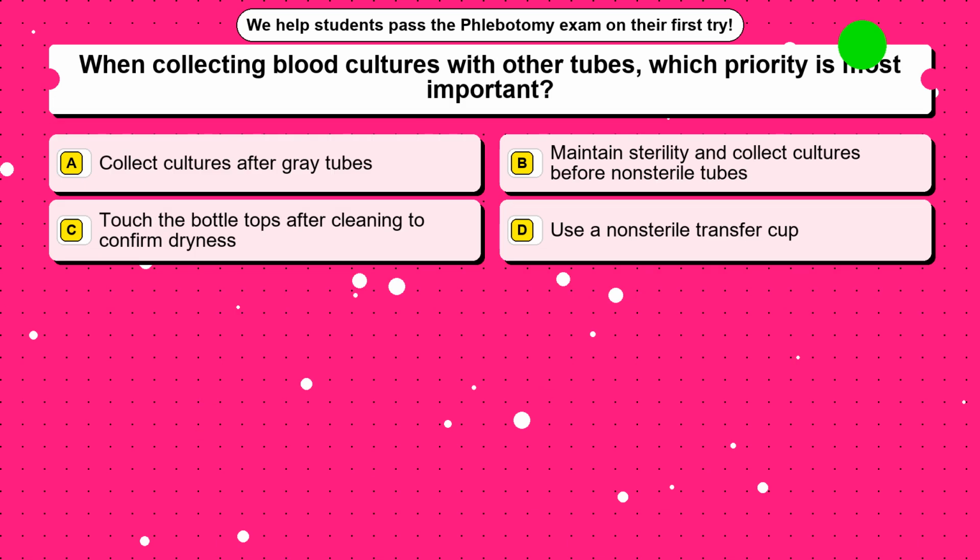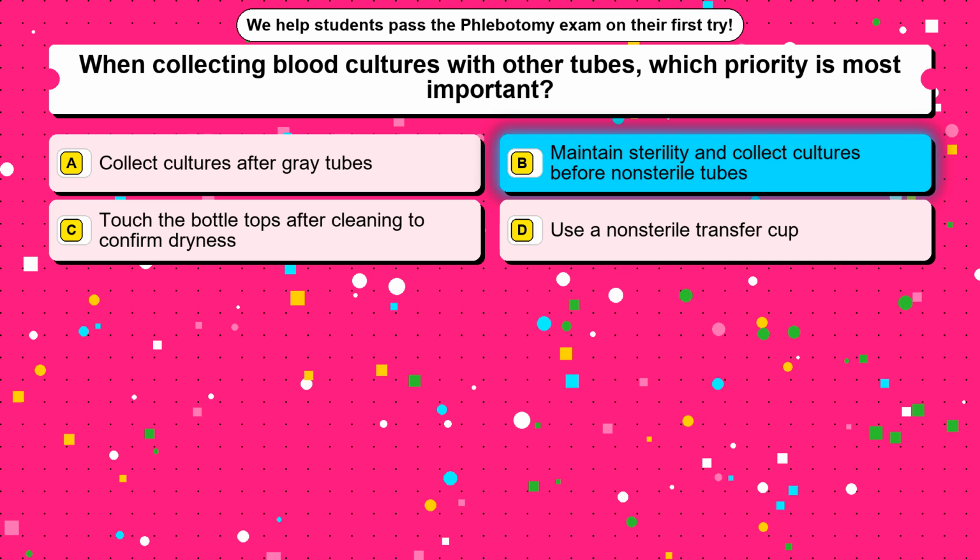Question 82. When collecting blood cultures with other tubes, which priority is most important? Option A. Collect cultures after gray tubes. Option B. Maintain sterility and collect cultures before non-sterile tubes. Option C. Touch the bottle tops after cleaning to confirm dryness. Option D. Use a non-sterile transfer cup. The correct answer is option B.